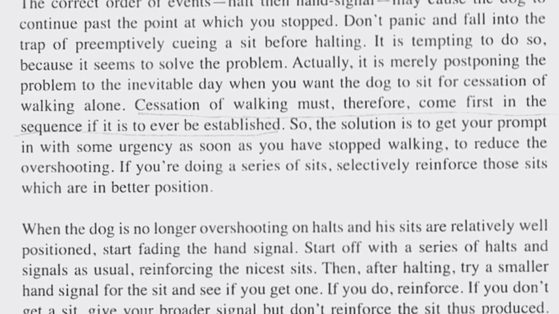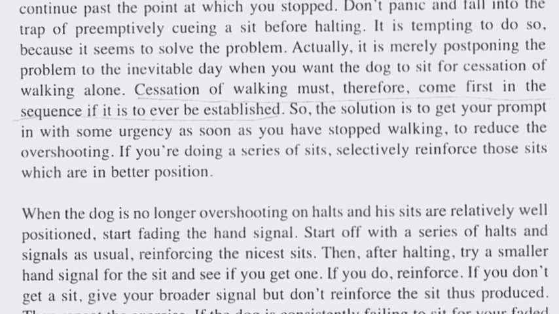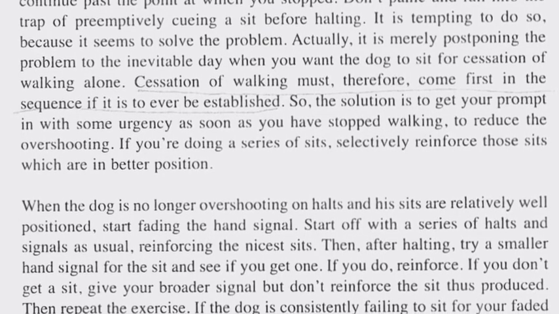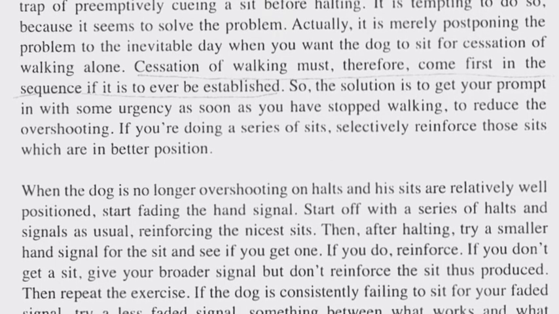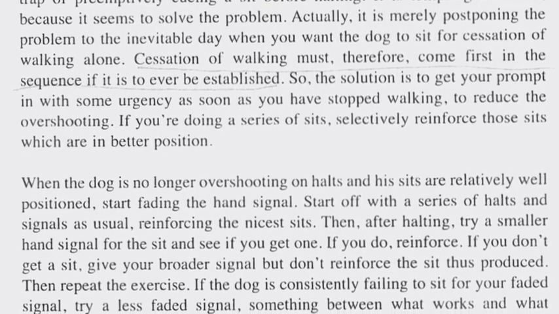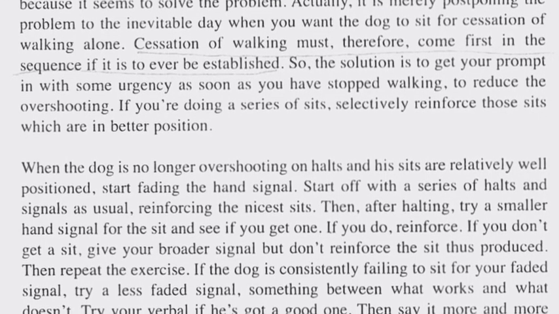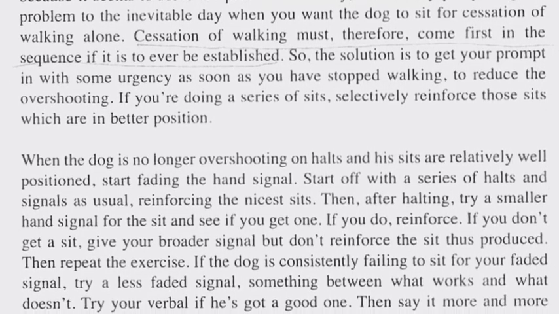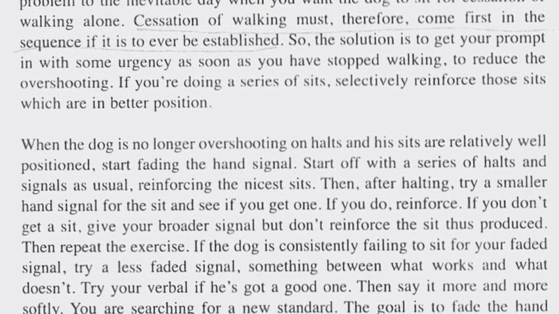When the dog is no longer overshooting on halts and his sits are relatively well positioned, start fading the hand signal. Start off with a series of halts and signals as usual, reinforcing the nicest sits. Then, after halting, try a smaller hand signal for the sit and see if you get one. If you do, reinforce. If you don't get a sit, give your broader signal, but don't reinforce the sit thus produced. Then repeat the exercise.